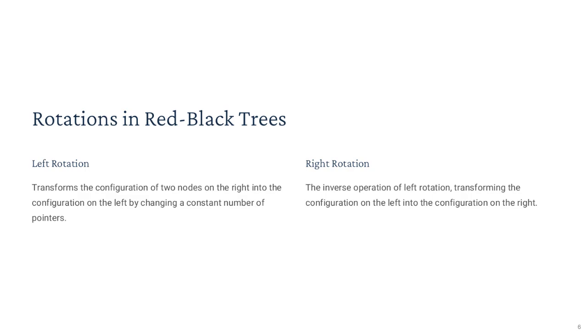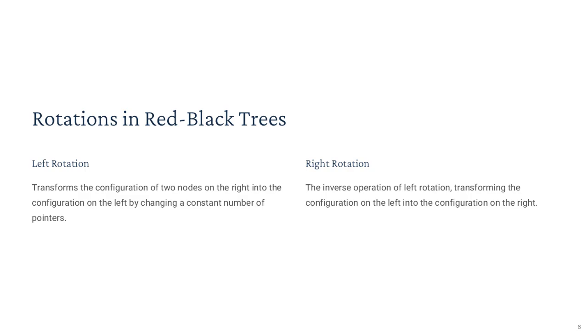A left rotation adjusts the structure of a tree by moving a node and its child counterclockwise. Specifically, the right child of a node becomes its parent, and the node itself becomes the left child of its original right child. Subtrees that are affected by this rotation are rearranged to preserve the binary search tree property.